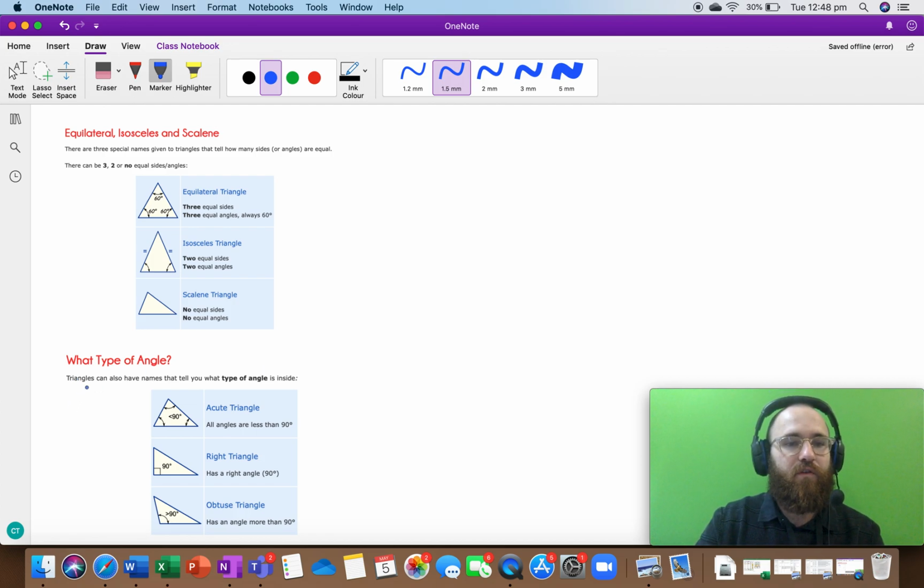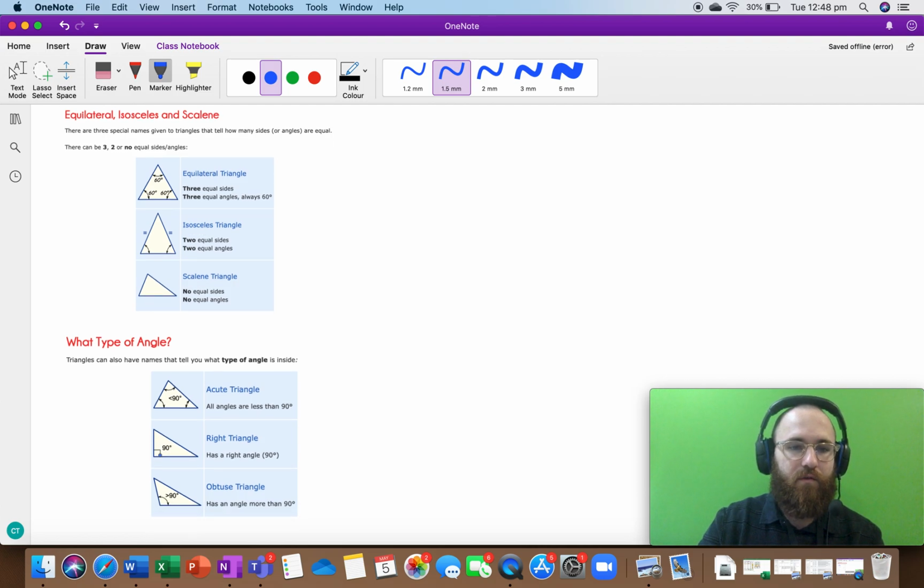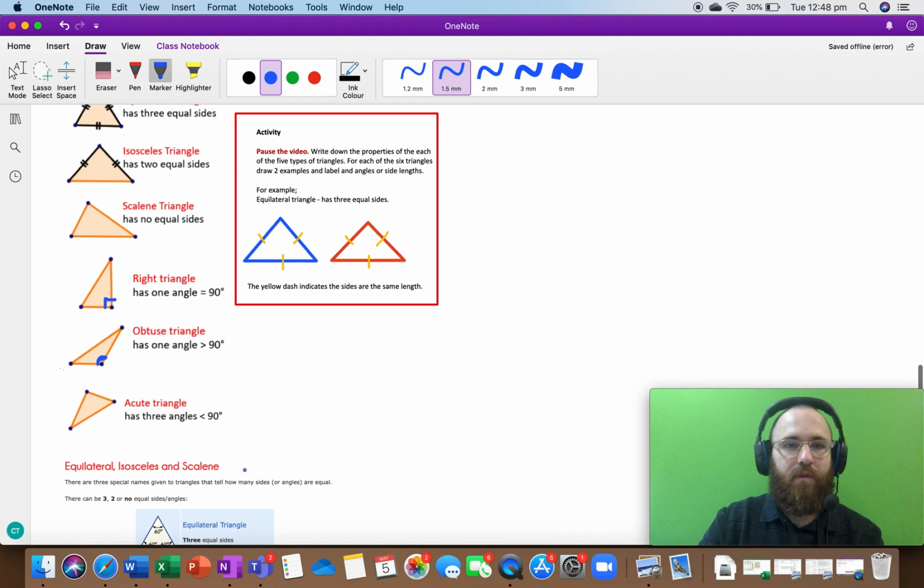So what type of angle? Triangles can also have names that tell you what type of angle is inside. Acute triangle. So we're looking at our acute triangle. All angles are less than 90 degrees. Next one, right triangle, or a right angle triangle, has the right angle in it. And finally, obtuse triangle, has an angle more than 90 degrees. One obtuse angle. Now, back up to the activity.